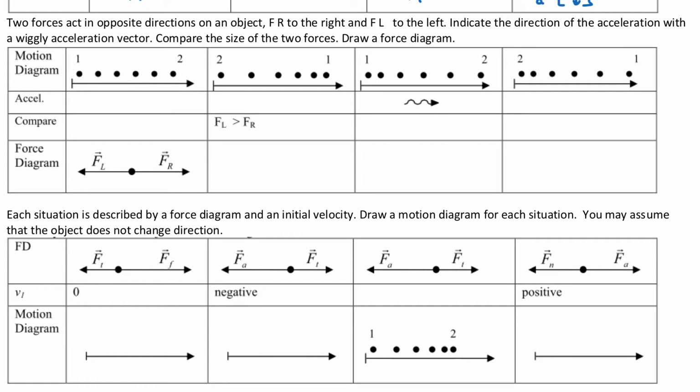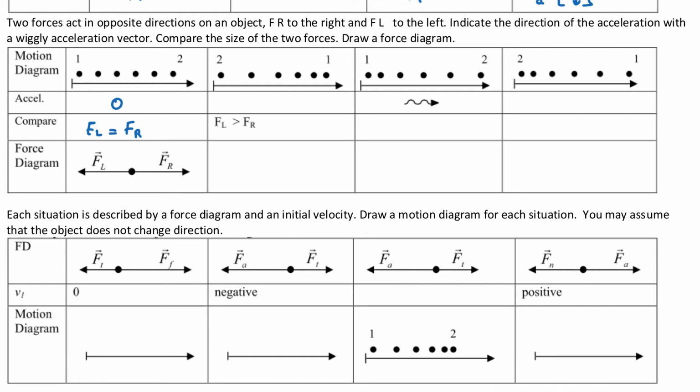We have a motion diagram. Our diagram starts from position 1, it goes to 2. Because we can see that the spacing between all of these is the same, it means that we have no acceleration, so acceleration is going to be 0. Compare the two forces. Well, if the acceleration is 0, if it's going at a constant velocity, that means the forces are equal. So Fl, in terms of magnitude, is going to equal Fr. You can see that the magnitudes of the two forces are actually the same. And this is the force diagram for it.